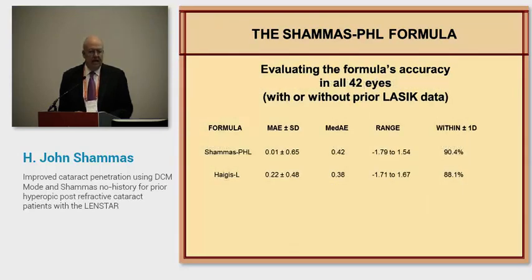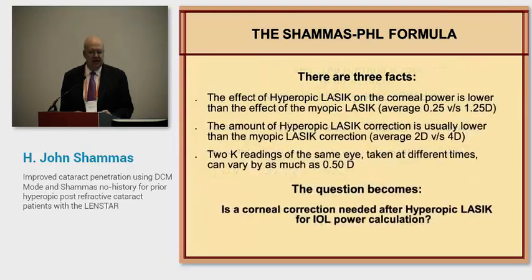Then we evaluated the formula's accuracy in all 42 eyes, with or without the prior LASIK data. Our mean absolute error was not too bad at all. The median absolute error was very close to the Haigis-L. The range was very much the same, and within plus or minus one diopter was really good.